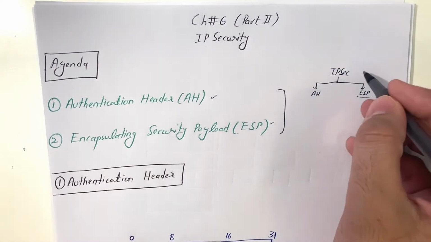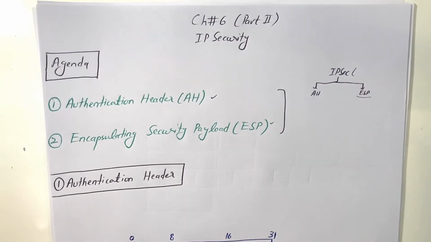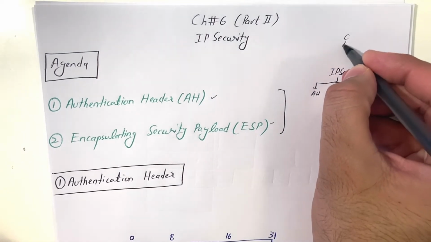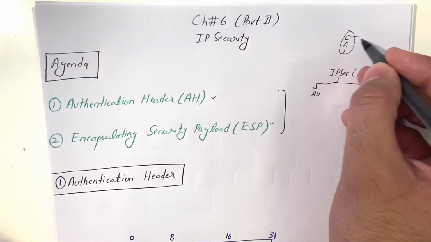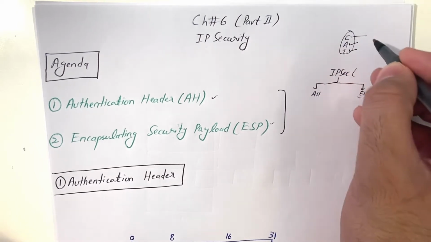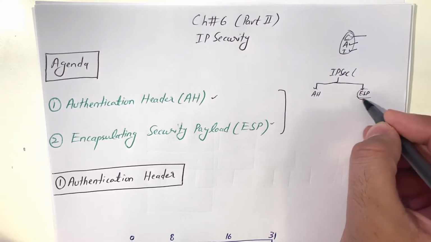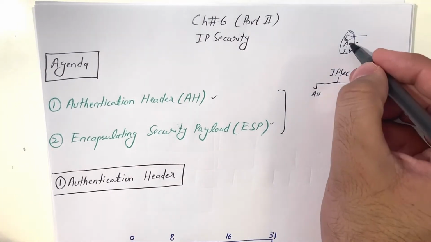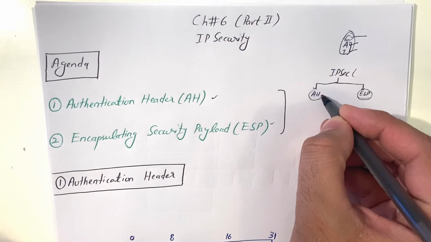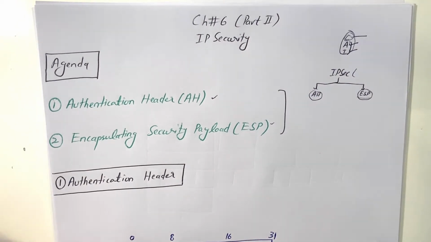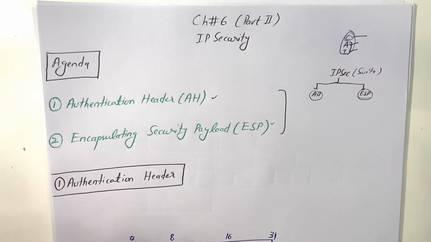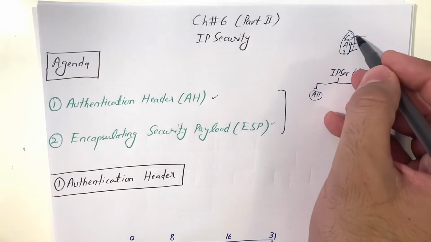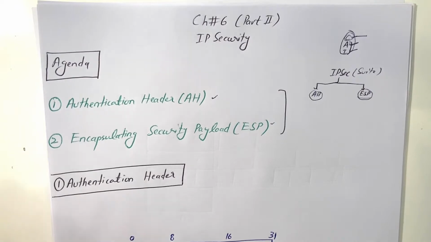If you remember, IPsec protocol is a network security suite of protocols which provides confidentiality, authentication, and integrity. So it provides mainly three things: confidentiality, authentication, and integrity. For confidentiality, it uses the ESP protocol. And for authentication and integrity, it uses the authentication header protocol. And that is why we call IPsec a suite of protocols. Why? Because it involves two protocols to provide confidentiality, authentication, and integrity.